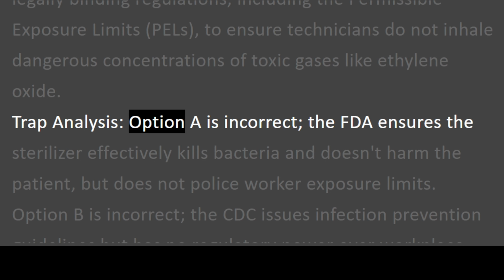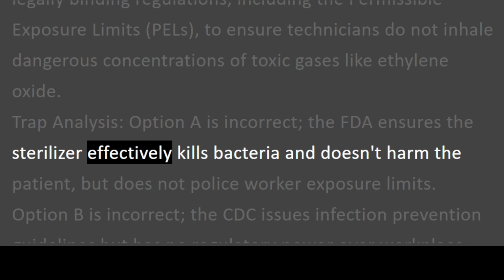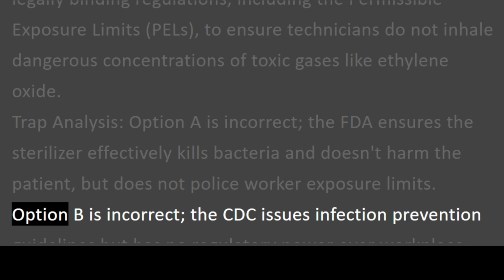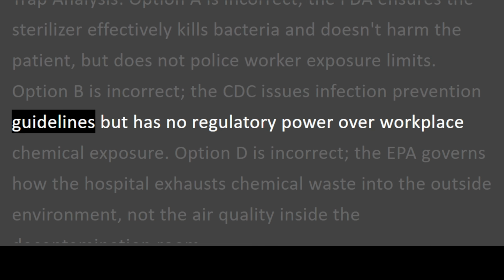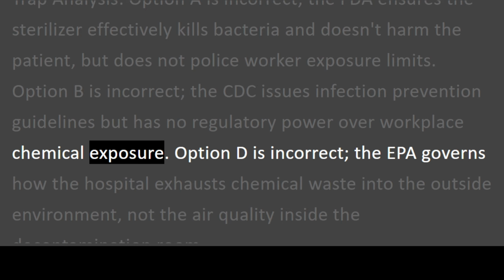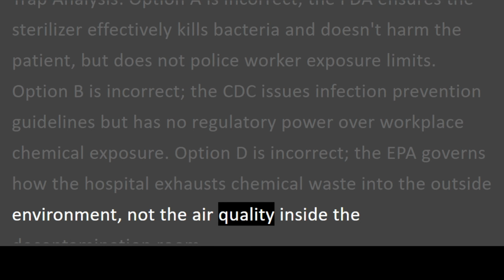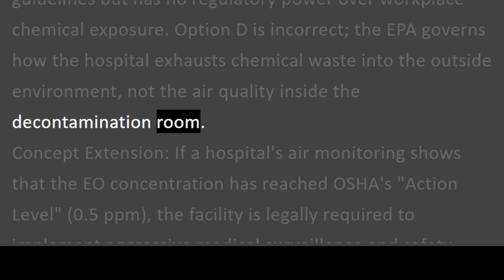Trap analysis. Option A is incorrect. The FDA ensures the sterilizer effectively kills bacteria and doesn't harm the patient, but does not police worker exposure limits. Option B is incorrect. The CDC issues infection prevention guidelines but has no regulatory power over workplace chemical exposure. Option D is incorrect. The EPA governs how the hospital exhausts chemical waste into the outside environment, not the air quality inside the decontamination room.